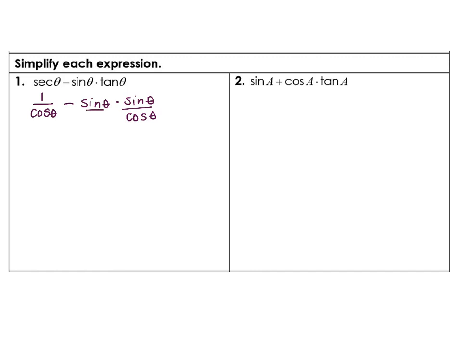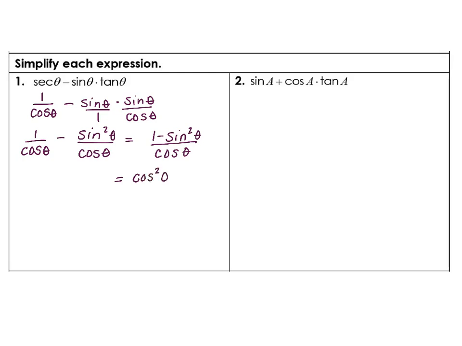And now we can go ahead and put sine over 1 and multiply. So we have 1 over cosine theta minus sine squared theta over cosine. And then we can put this together as a single fraction since we do have a common denominator. And 1 minus sine squared theta, that's going to be cosine squared theta. And again, that's coming from our Pythagorean identities over cosine theta. And then that will reduce down to just cosine theta.